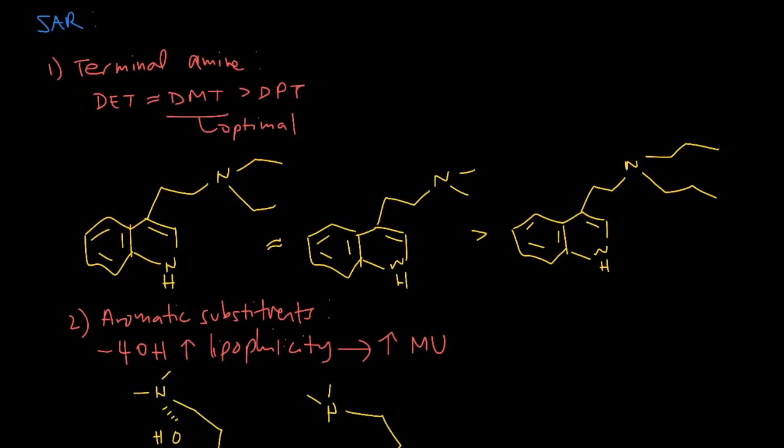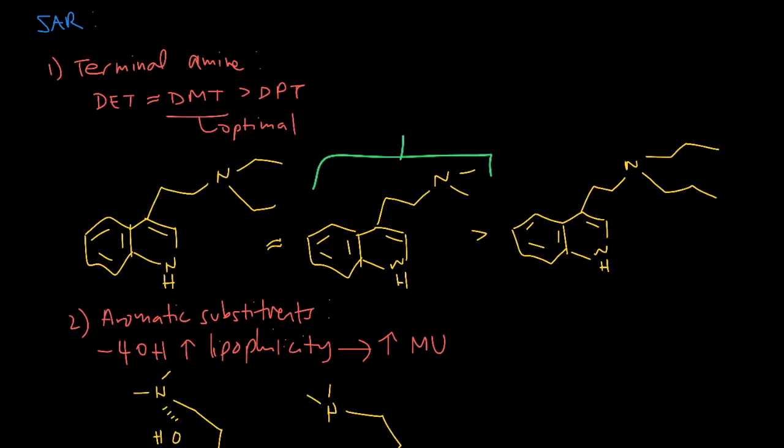Okay, so here's your SAR. Number one, terminal amines. Your diethyltryptamine is approximately as potent as dimethyltryptamine, which is more potent than dipropyltryptamine. So here you have in picture form, here's your ethyl, which is approximately equally potent to your methyl. Dimethyl and diethyl are more potent than your propyl group. However, your methyls are optimal.